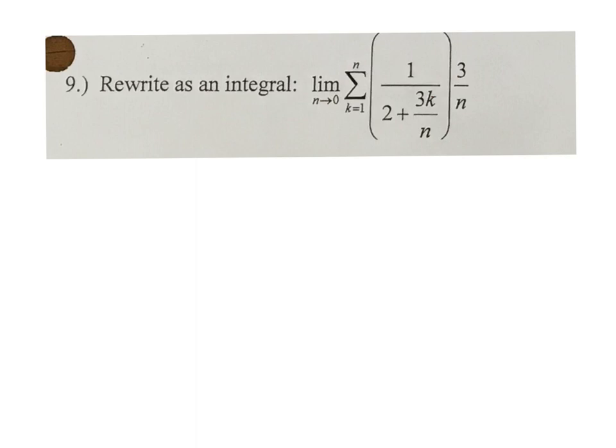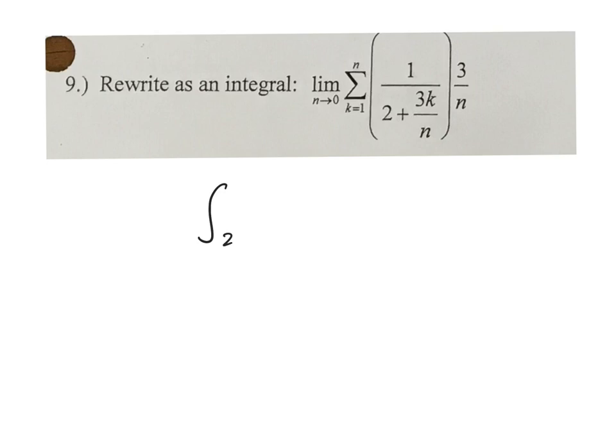And then number 9 is a little bit easier. It's easier to take the limit of a sum and rewrite it as an integral. So let's go ahead and start our integral. Now, lower bound. Lower bound is going to be a. And where we're going to find a is right here. So we know our lower bound is a.